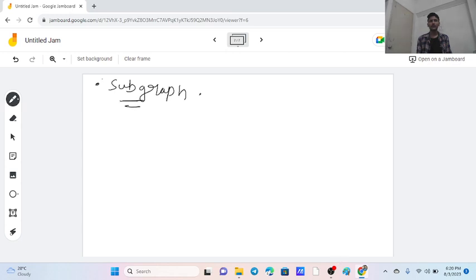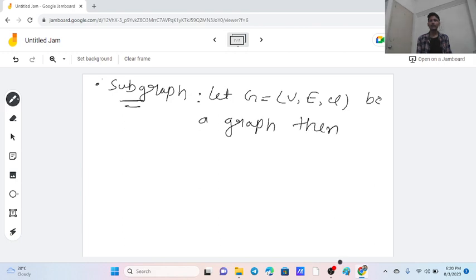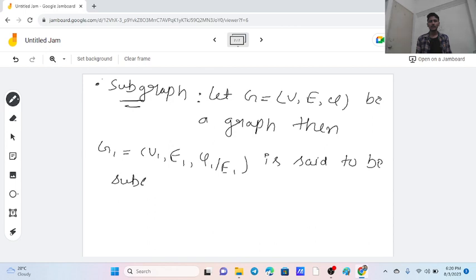First of all, we have to take a graph. So let G equal to V, E and a map phi be a graph. Then G1 equal to V1, E1 and phi 1 over E1 is said to be a subgraph of graph G.